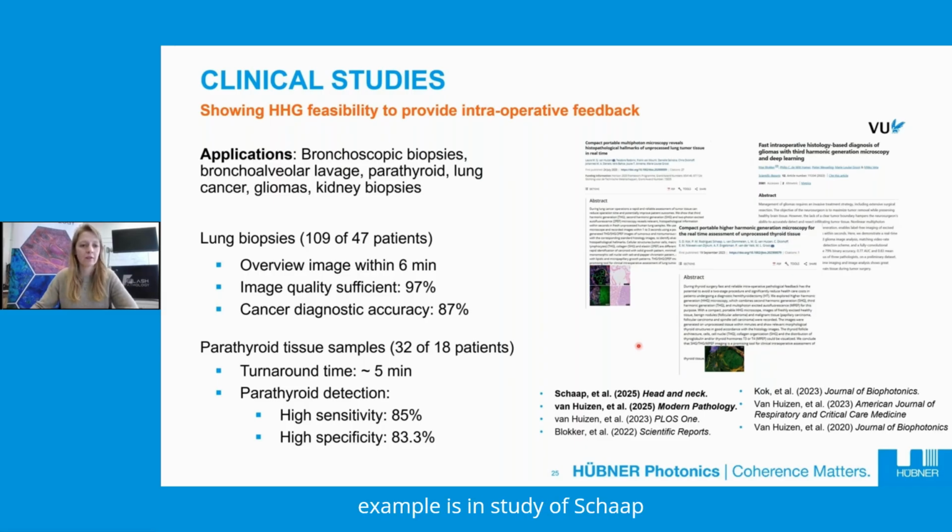Another example is a study of Schaap et al., where they made images of parathyroid tissue samples. These were 32 samples of 18 patients, and here they showed also that the turnaround time was 5 minutes. And they could detect parathyroid with a high sensitivity and specificity of 85 and 83.3%. So these are very promising results, and you should imagine that those are the first results with the first prototype, so this can only be improved. And also the time can be improved, for example by automating certain steps of the process.